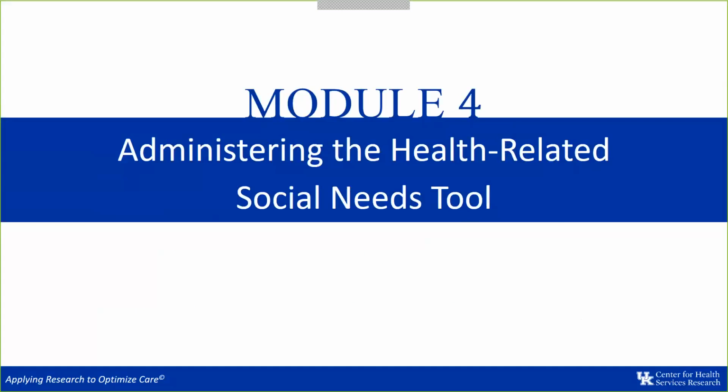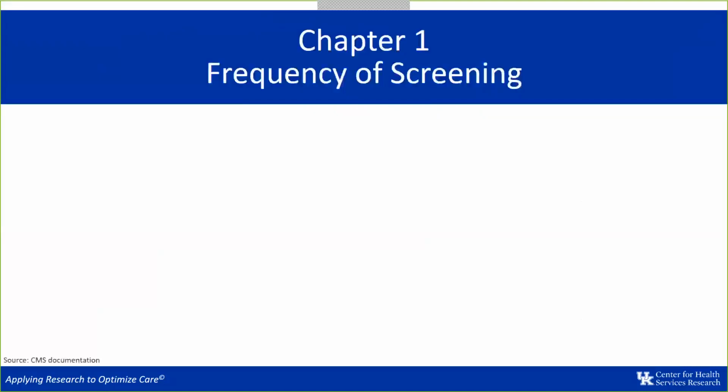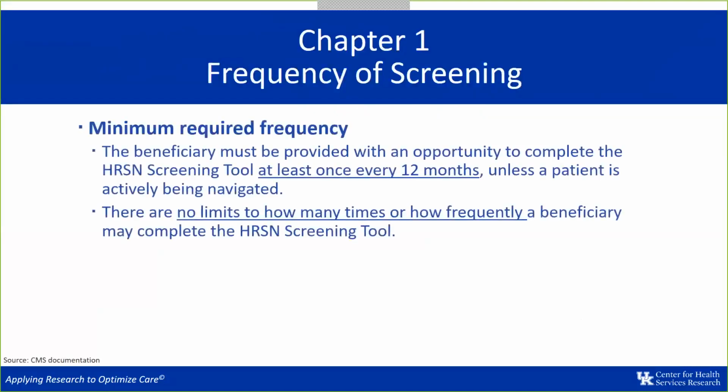So Module 4 is administering the Health-Related Social Needs tool. The beneficiary must be provided with an opportunity to complete the HRSN screening tool at least once every 12 months, unless a patient is actively being navigated. There are no limits to how many times or how frequently a beneficiary may complete the HRSN screening tool.